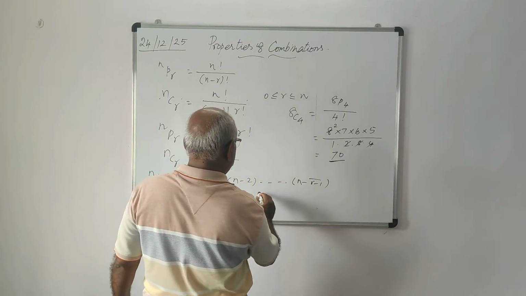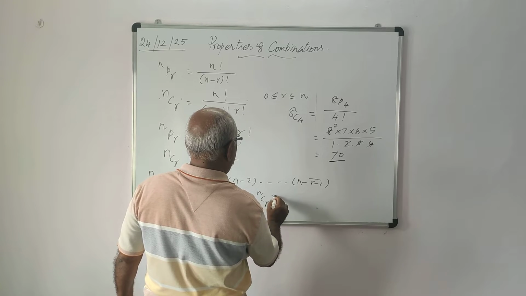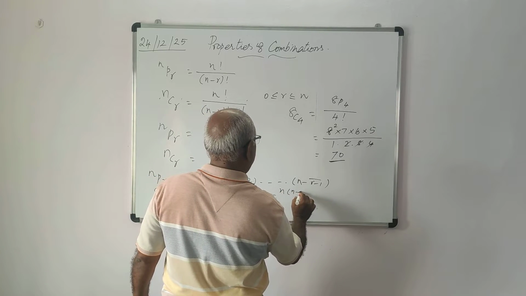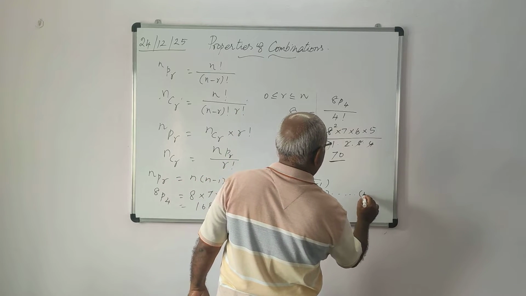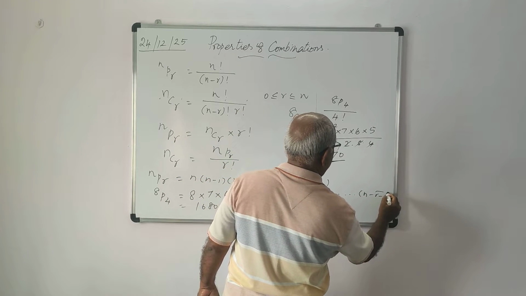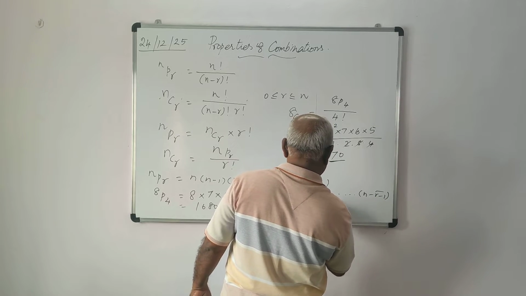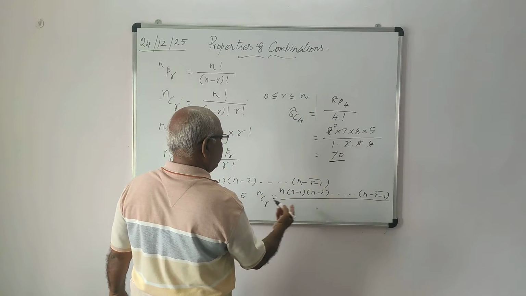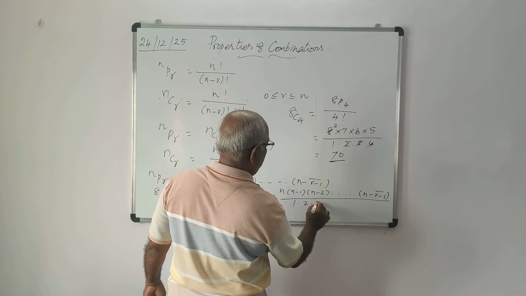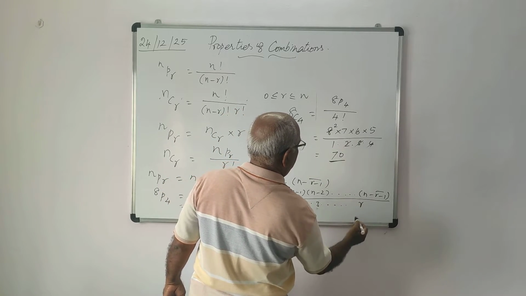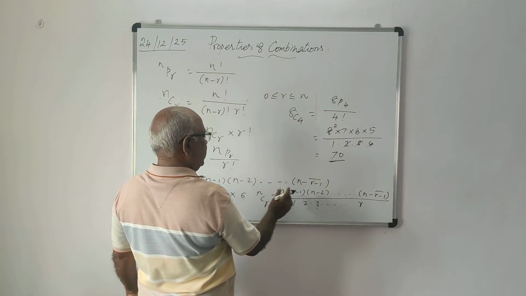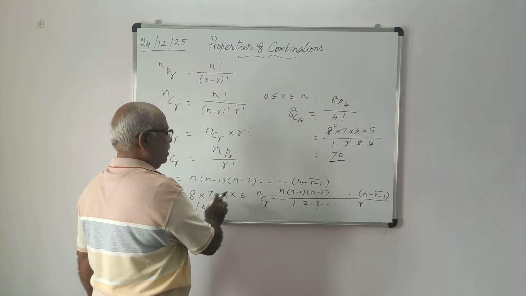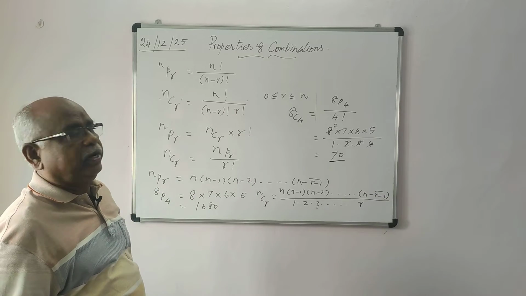So in general, nPr has r terms to multiply, n into (n minus 1) into (n minus 2) and so on up to (n minus r plus 1) in the numerator, divided by the denominator r factorial, 1 into 2 into 3 into 4 and so on up to r. This is the idea of finding the values of nCr using nPr and r factorial.